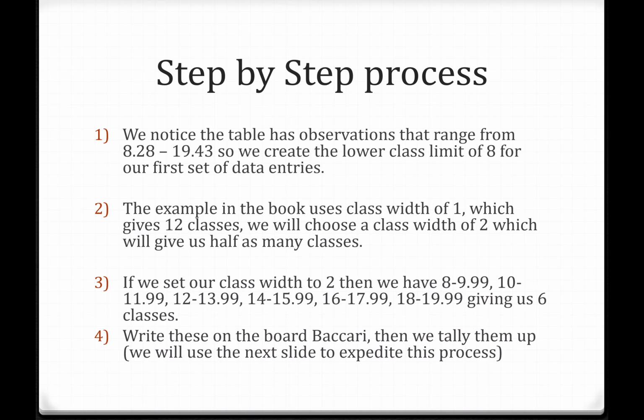So the example in the book uses a class width of 1, and there's 12 classes. We're going to use a class width of 2, which is going to obviously give us 6 classes because we have used twice as many. If we set our class width at 2, we have from 8 to 9.99, so you basically add 2. You have from 10 to 11.99. Notice that 9.99 ends right before 10, and so on and so forth for all the other ones. And we'll have 6 of them, and then we're going to actually do this in this next step.